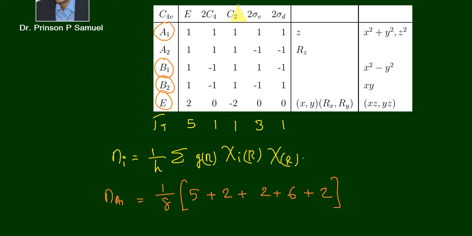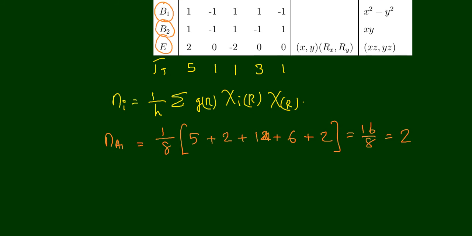Okay, here 1 is there. Corresponding to C2, there is a 1. Okay, this is 1, not 2. So 1 plus 6 plus 2. Okay, so that is equal to 7 plus 8, so 8 plus 2, 10, 16. 16 by 8, that is equal to 2. So NA1 is equal to 2. Okay, NA1 is equal to 2.